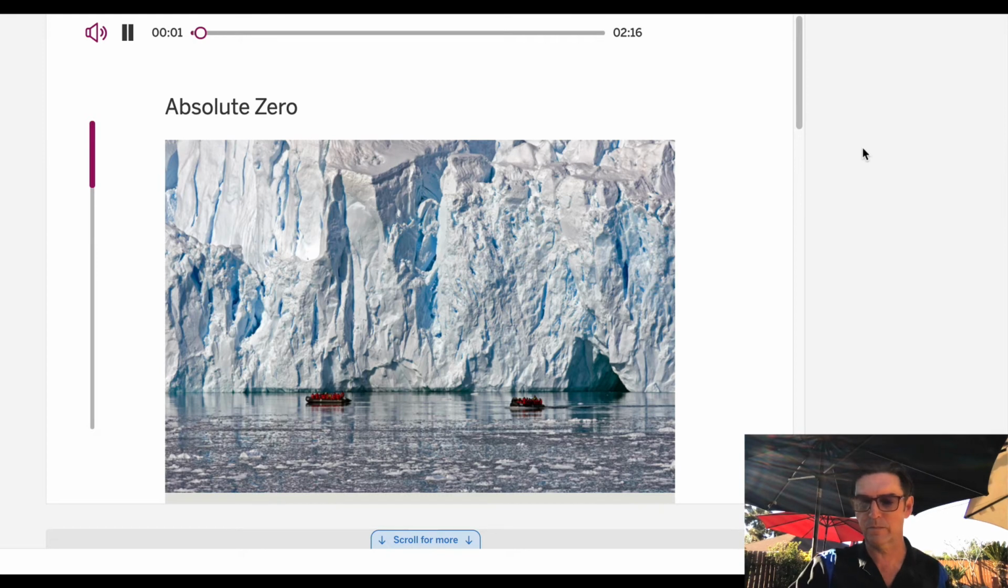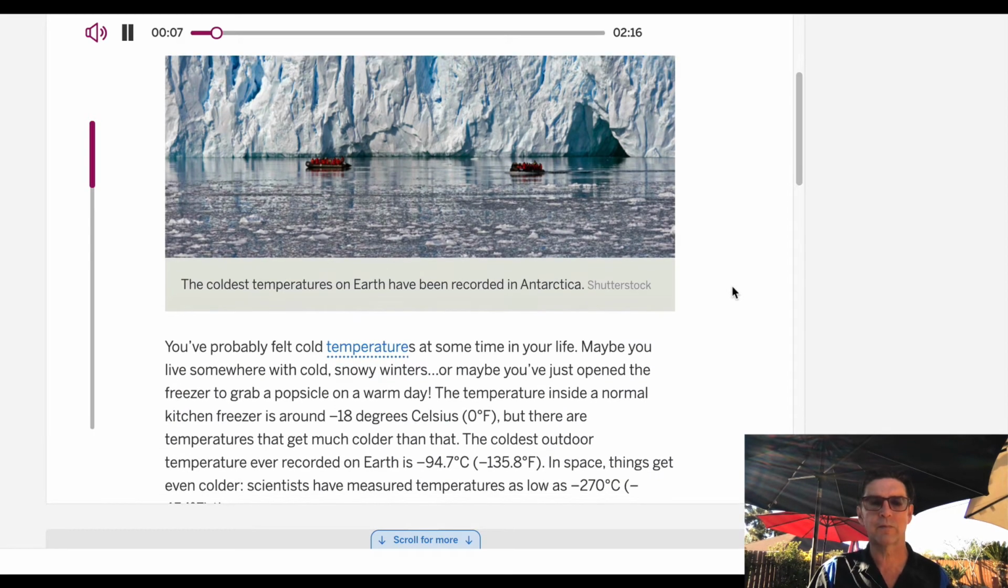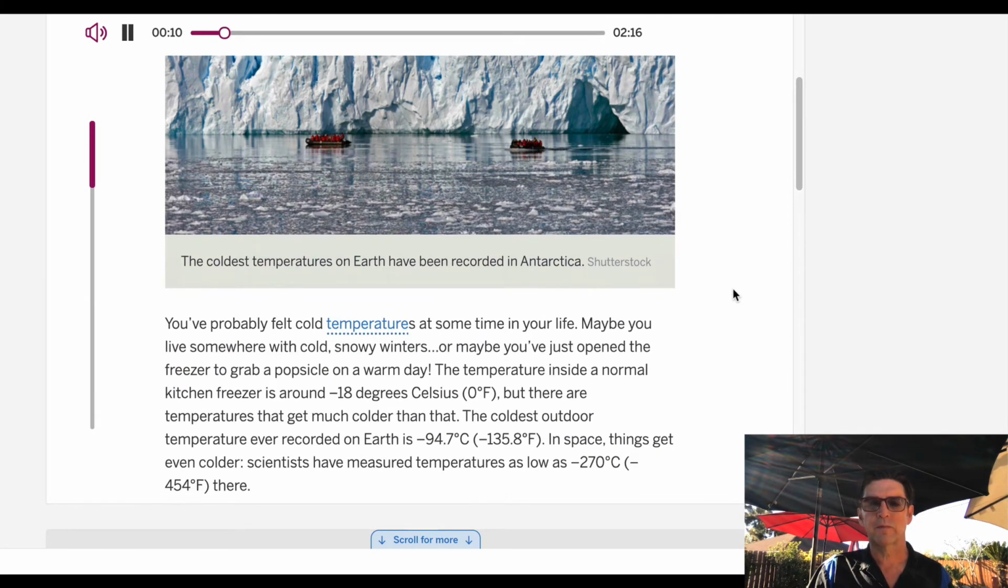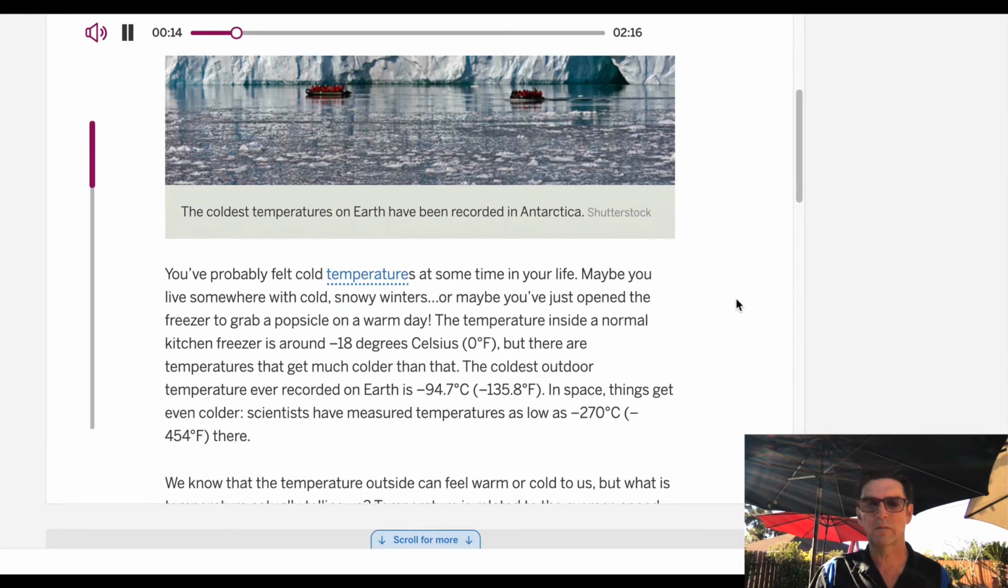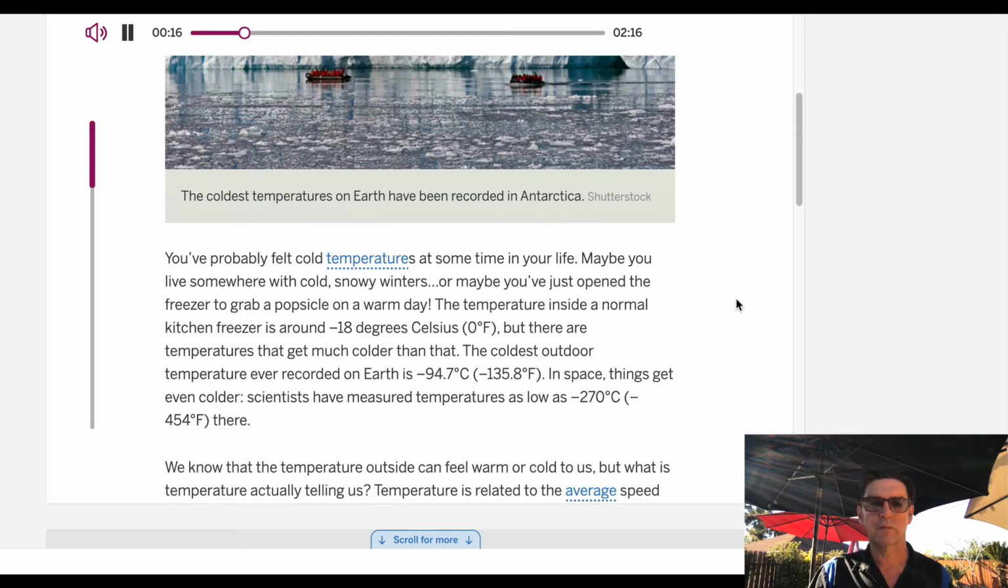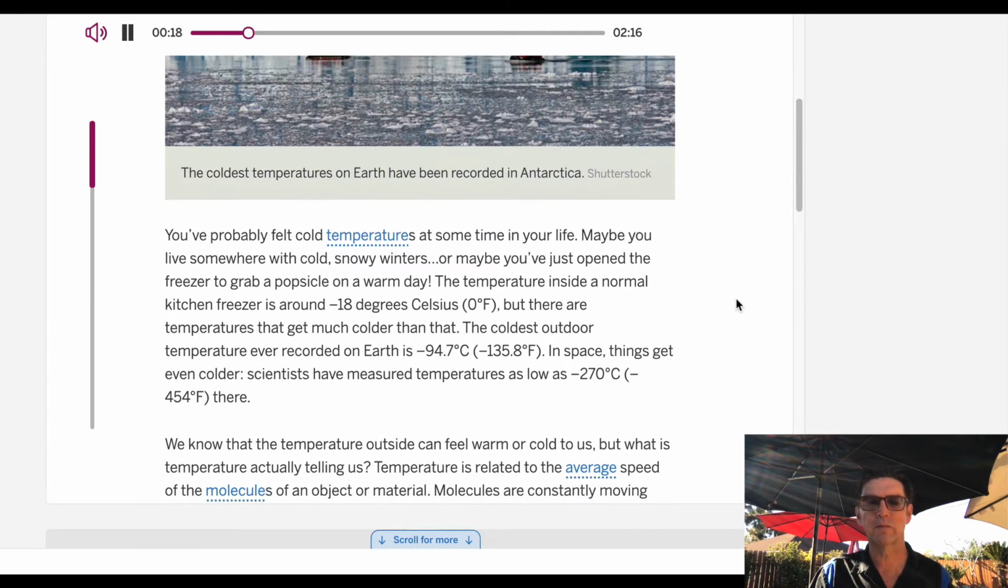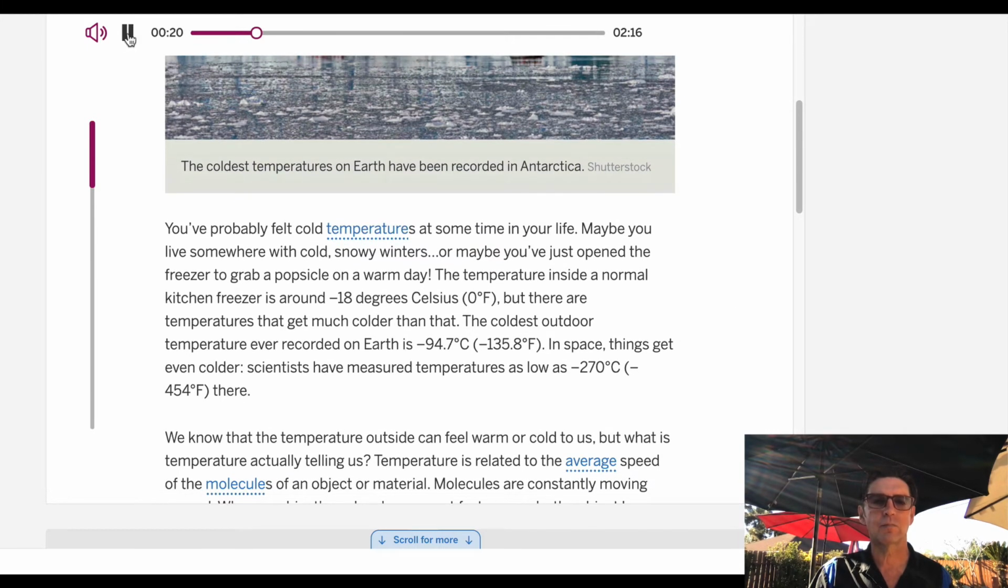Absolute zero. You've probably felt cold temperatures at some time in your life. Maybe you live somewhere with cold, snowy winters, or maybe you've just opened the freezer to grab a popsicle on a warm day. The temperature inside a normal kitchen freezer is around negative 18 degrees Celsius, 0 degrees Fahrenheit.